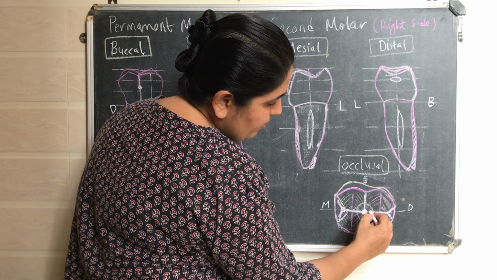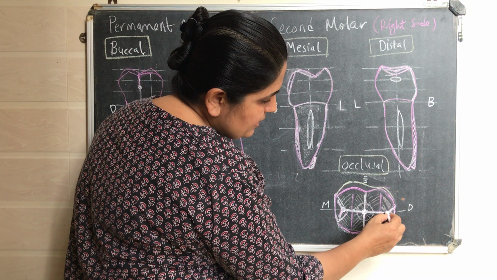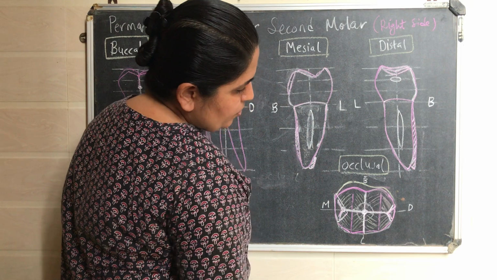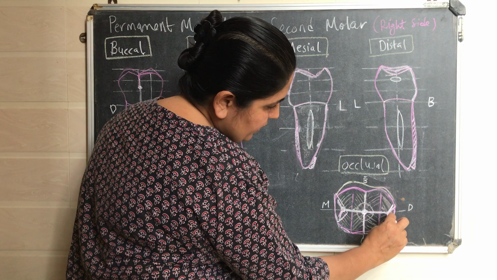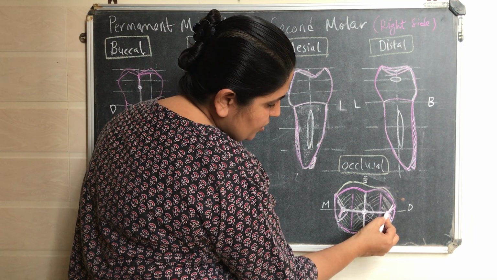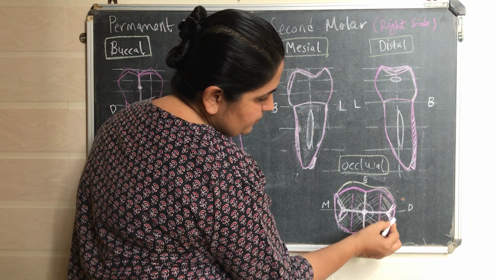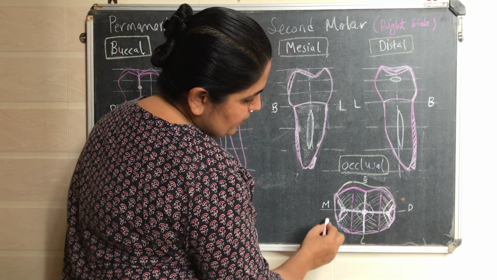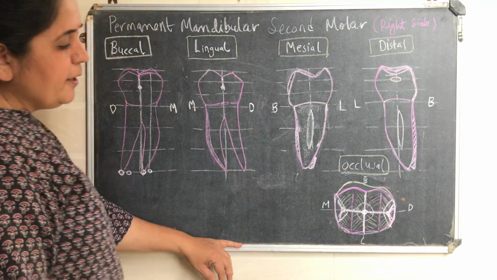Similarly, the central developmental groove from the central pit extends towards the distal side, where it is joined by two other developmental grooves. This is the distobuccal developmental groove, and this is the distolingual developmental groove. Again, the junction of these grooves is a pit, the distal pit, present in the distal triangular fossa. This is the mesial marginal ridge and this is the distal marginal ridge, right?